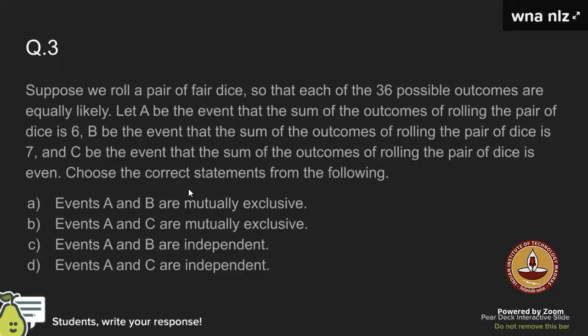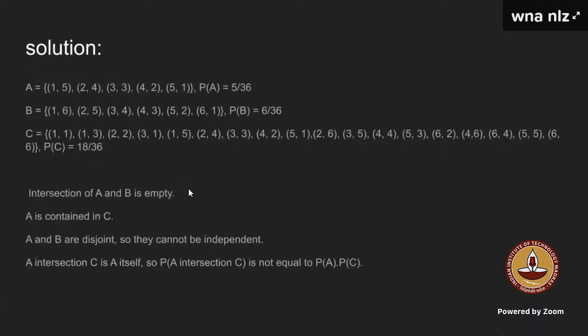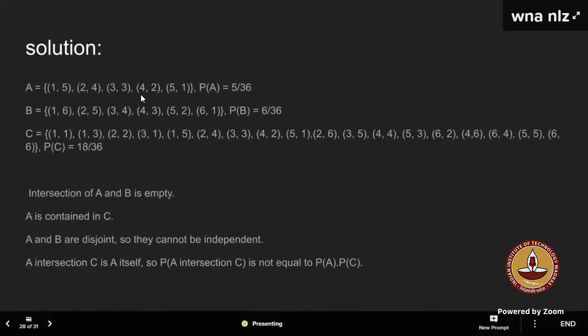Now, B is the event that the sum of the outcomes of rolling the pair of dice is 7, and C is the event that the sum of rolling the pair of dice is even. Choose the correct statements from the following. We have just looked at option A. This is A, the sum of the outcomes of the dice is 6. B is that the sum of the rolling of the dice is 7. We can see clearly there is nothing common between A and B, right? A intersection B is the empty set.